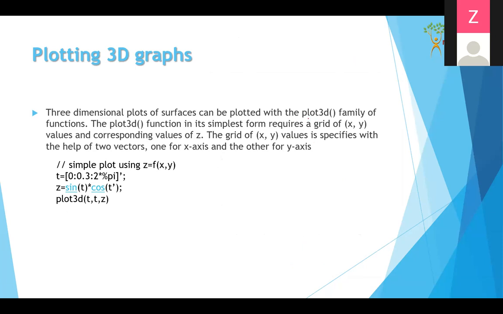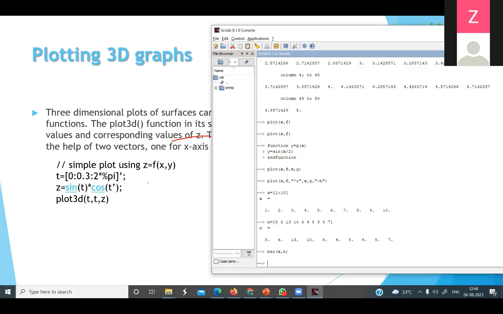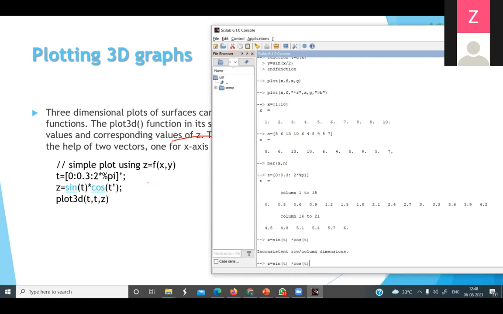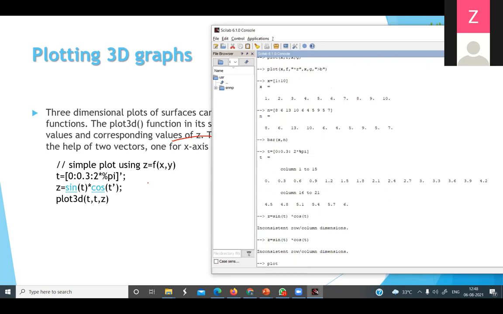The 3D plots can be drawn with the help of the plot3d family of functions. This is the simplest form, which requires a grid of x and y values and the corresponding value of z. The grid of x, y values is specified with the help of two vectors, one for the x axis and the other for the y axis. So let us assume that t or x is equal to values starting from 0 to 2 pi with a stepping of 0.3. The values are generated, and z equal to sine t into cos t. And once it is done, it can be plotted.